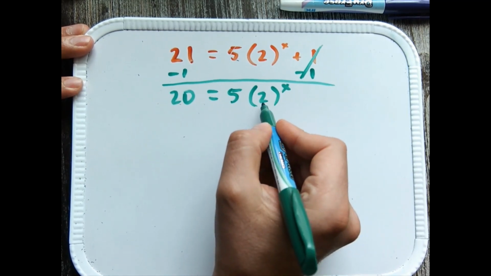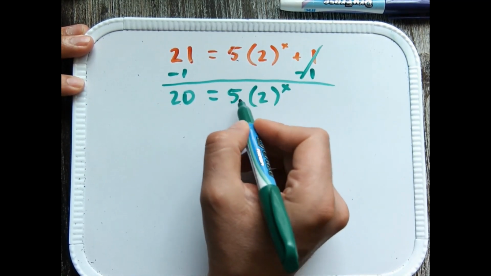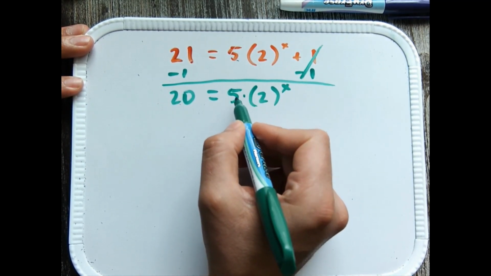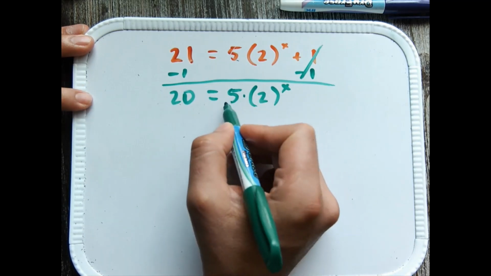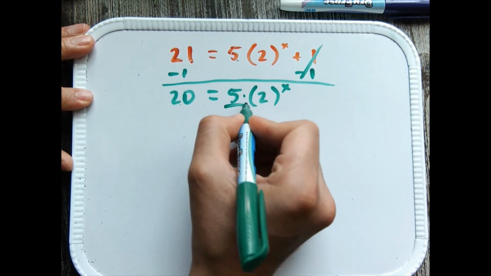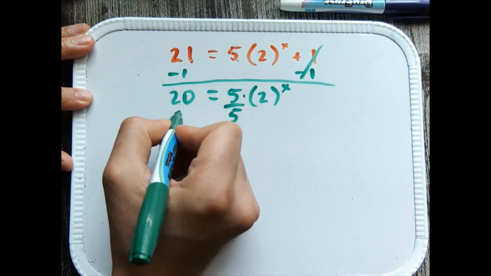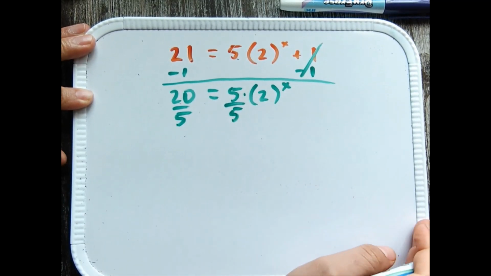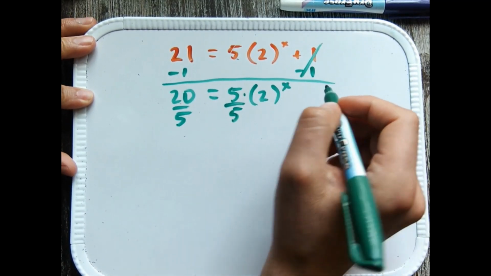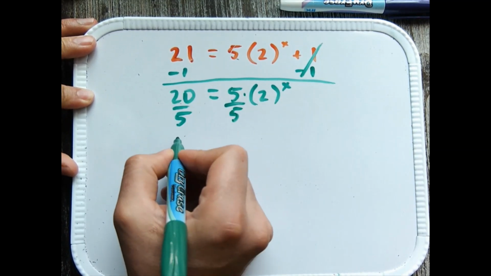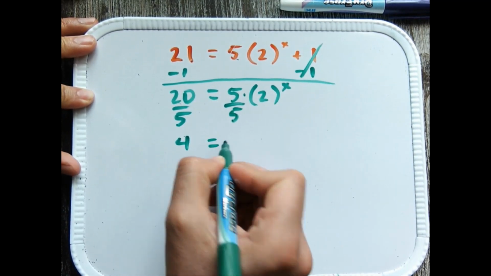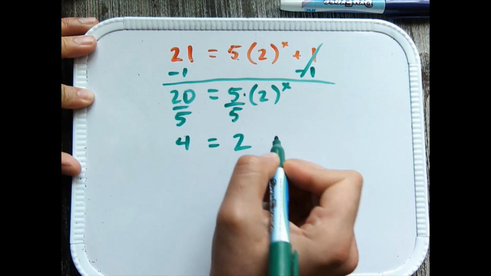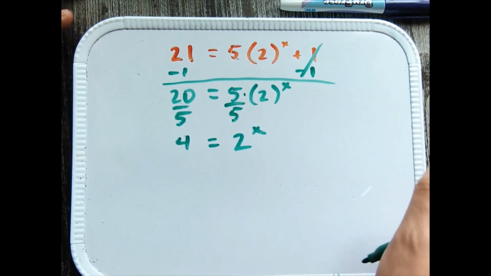Now, before I get rid of the base 2, again, I have to get rid of the 5. And remember, I'm multiplying, 5 times base 2. The opposite of multiplication is division. So I have to divide by 5 on both sides. I get 20 divided by 5 is 4, is equal to base 2 raised to the power of x.